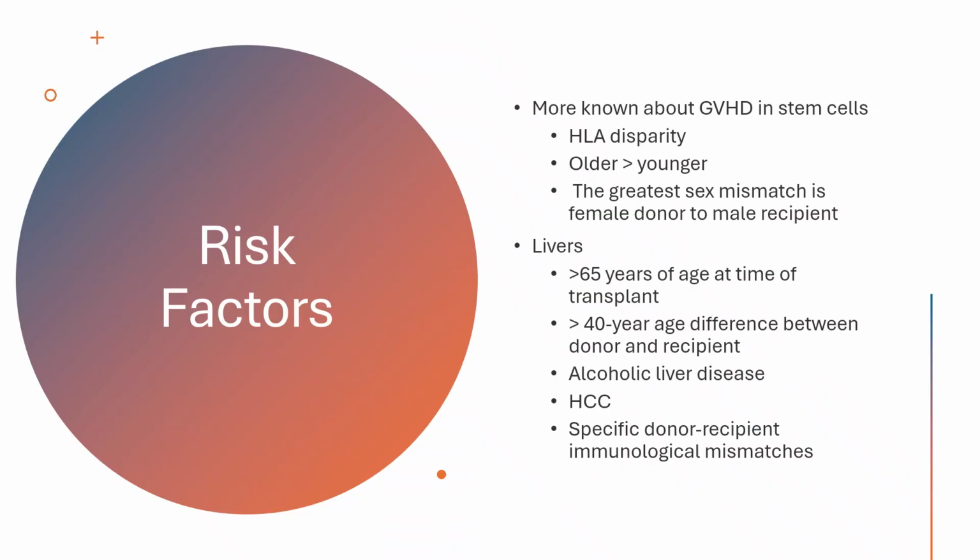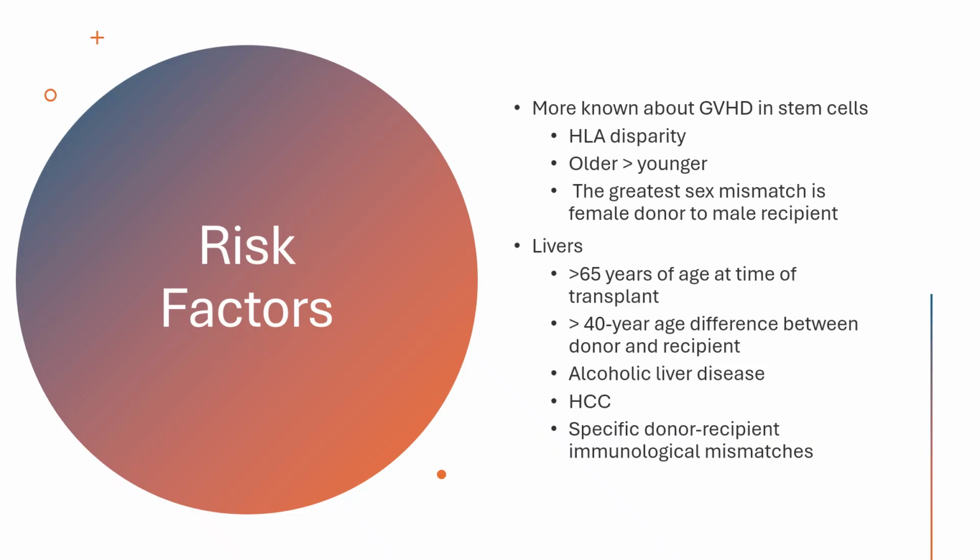So again, there's more known about graft versus host in stem cells. What they talk about a lot in those patients is that there's an HLA disparity. So when you're talking about a match, there's some kind of a marker that there's a disparity in. They've seen that it happens more in older patients than younger patients. And the greatest chance of this occurring is if there's a sex mismatch between a female donor and a male recipient.